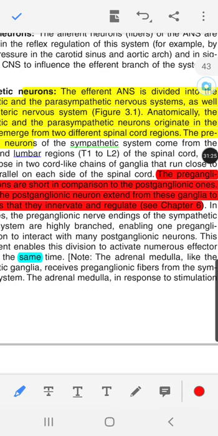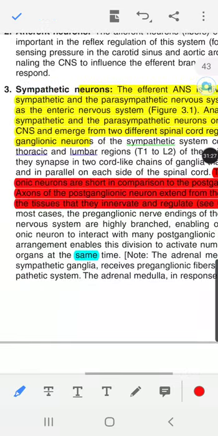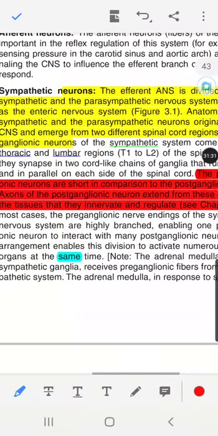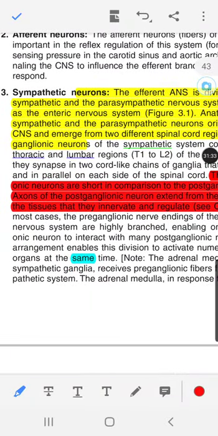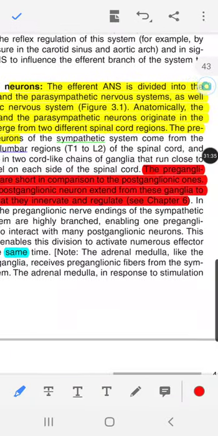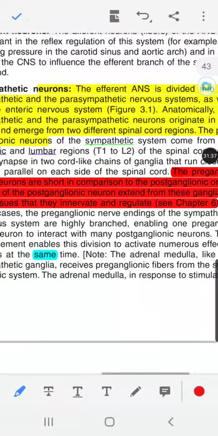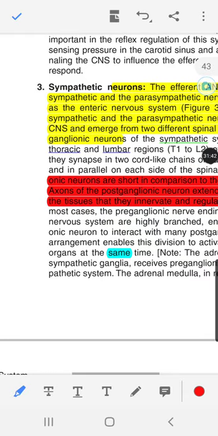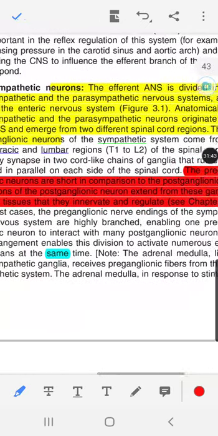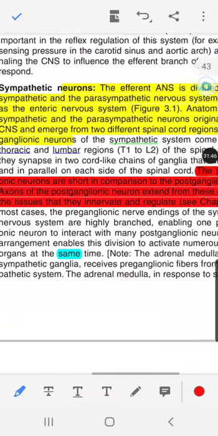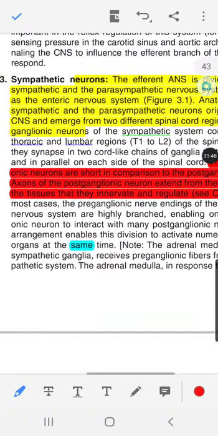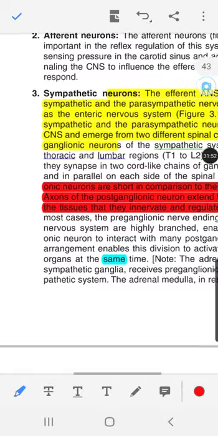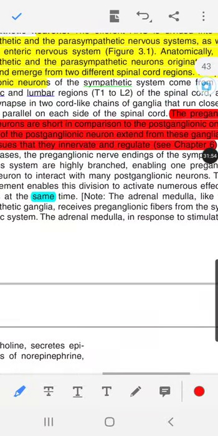You should memorize this line. The preganglionic nerves are short in comparison to the postganglionic ones. So in the sympathetic nervous system, the preganglionic ones are short as compared to the postganglionic ones. Axons of the postganglionic neurons extend from these ganglia to the tissue that they innervate and regulate.